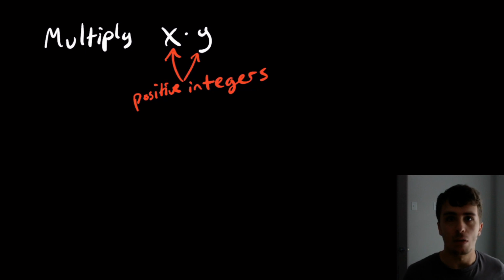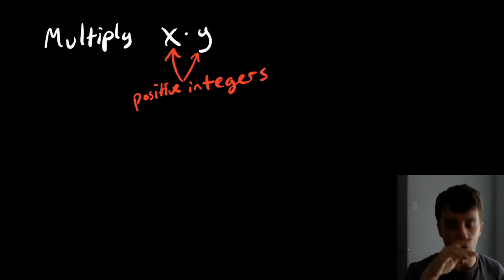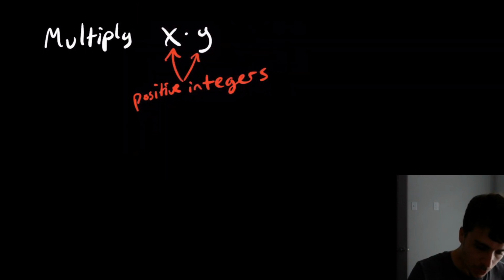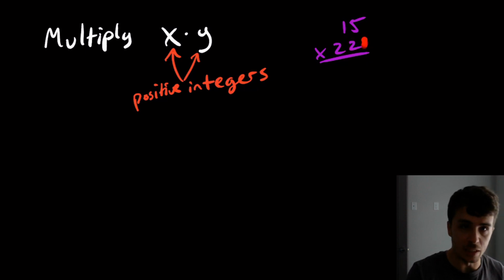The algorithm that you were taught a long time ago in grade school was probably about using the method of multiplying one digit of y times x, and then for the next digit of y you shift it over by 1. As an example, let's do 15 times 22. The grade school method said, let's look at this last 2 and multiply it by 15. That gives us 30.